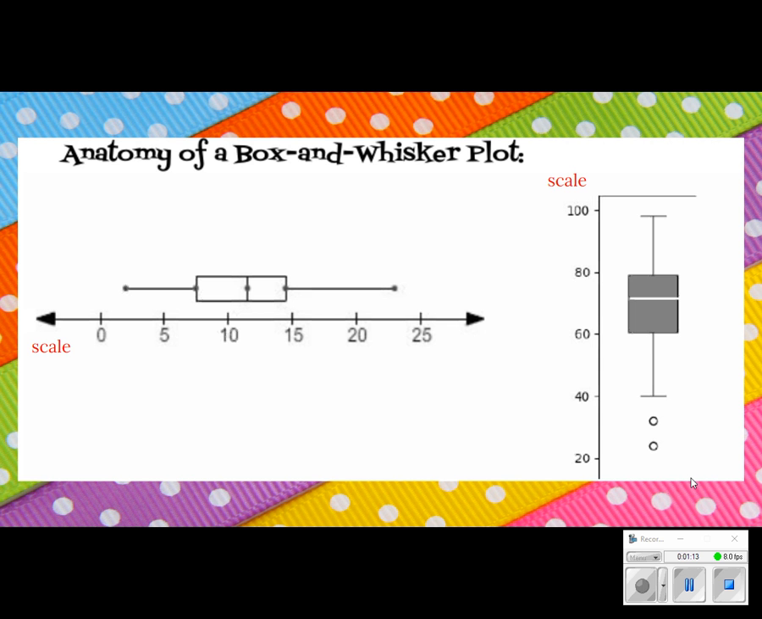So we have the anatomy of a box and whisker plot. You start with your scale. So you start with some kind of number line. On the left, we have a horizontal box and whisker plot with a horizontal scale, but you could also see to the right, you could have a vertical scale if you would rather do so.